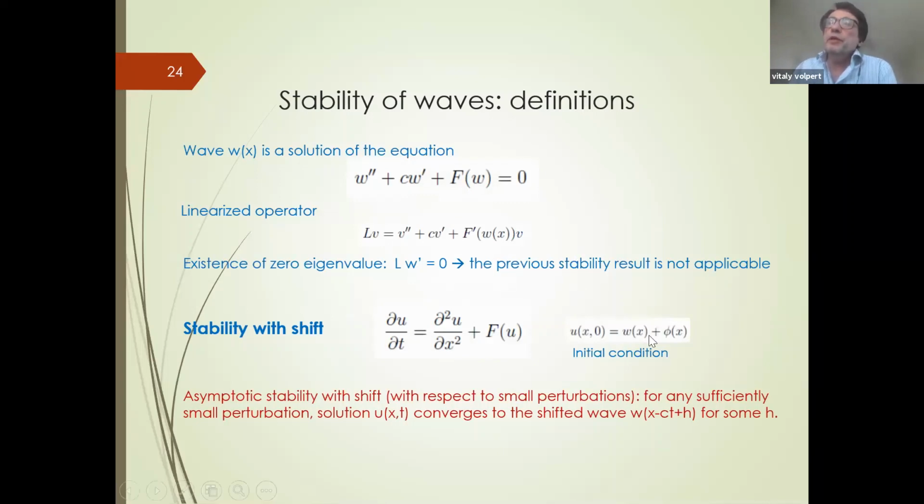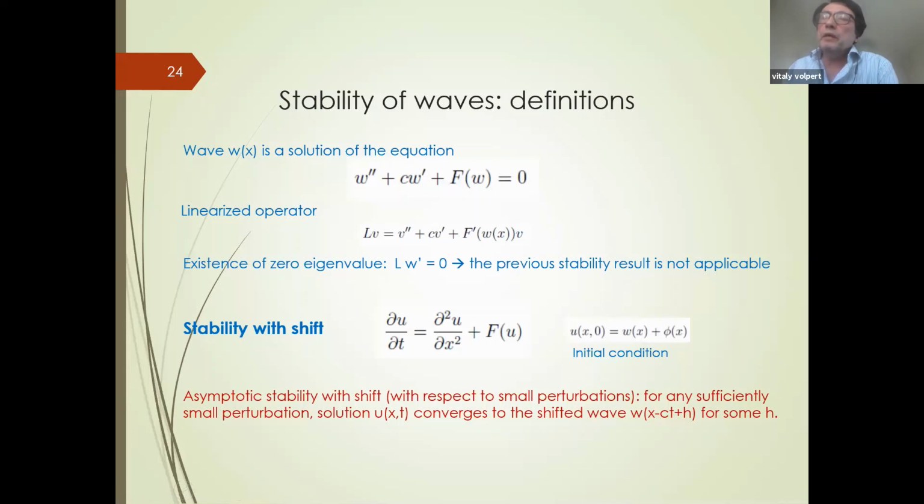Stability with shift means that if we have our initial value problem, and W(x) is our wave solution, and we have a small perturbation here, then the solution may converge not to the same wave, not to the wave W(x-ct), but to the wave W(x-ct+h), that is, to some shifted wave. This is what is called stability with shift.